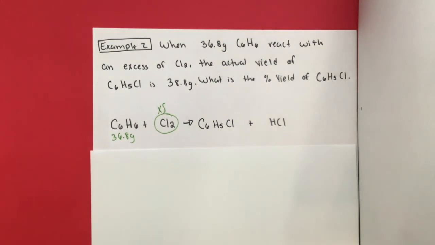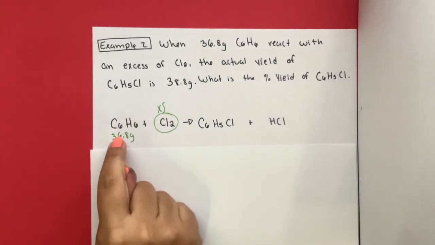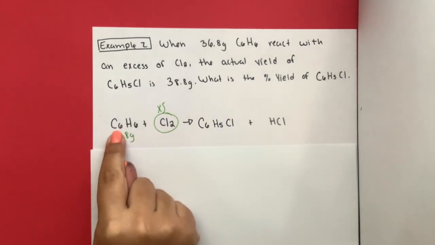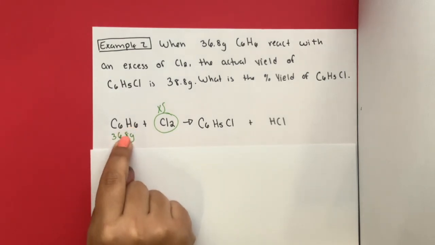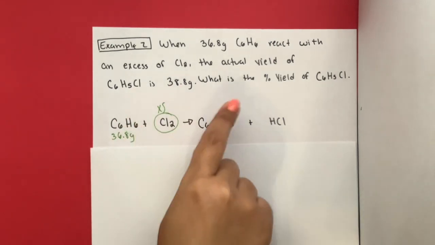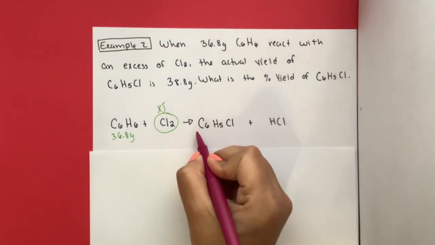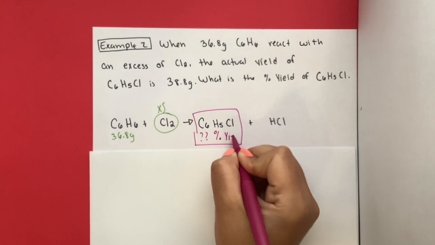It's telling us that chlorine is in excess. Now, why is that important? Excess is important because our theoretical yield, the maximum amount of product that we can make, comes from how much product our limiting reactant can make. So if chlorine is in excess, that means that C6H6 is the limiting reactant. So your theoretical yield comes from how much product the limiting reactant makes. What is the percent yield of C6H5Cl?